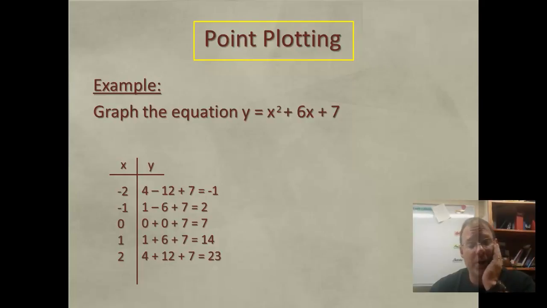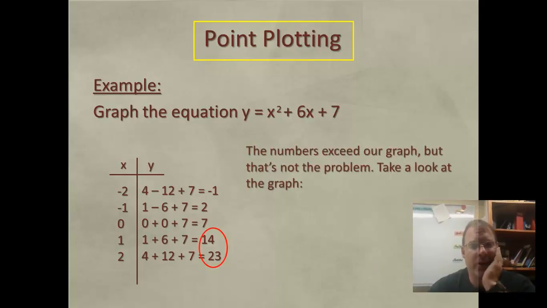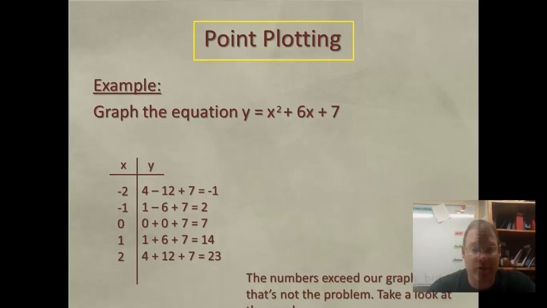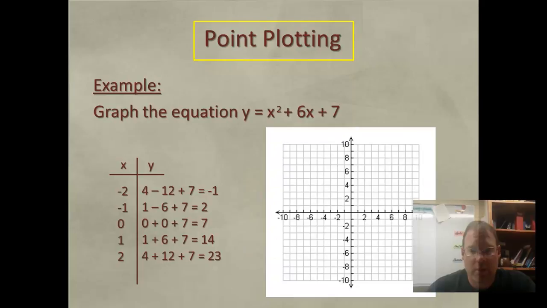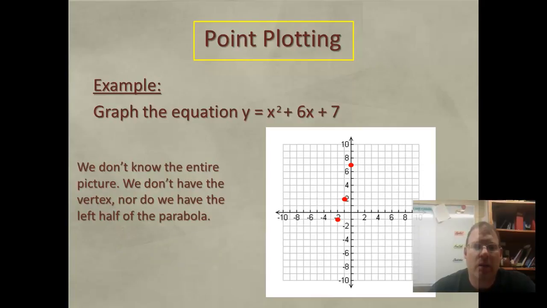Now, if you recall what our last graph looked like, it only went up to 10 in each direction. So 14 and 23 are going to exceed our graph, but that's not where the problem really comes in. To understand the problem, we need to actually look at the graph that we have so far. Okay, the points look like that, and you can see that there's a slight curve to it, but we do have a problem in that we don't have the entire picture. We only have part of the right side of the parabola. We don't even have the vertex, and we don't have the left half of the parabola.